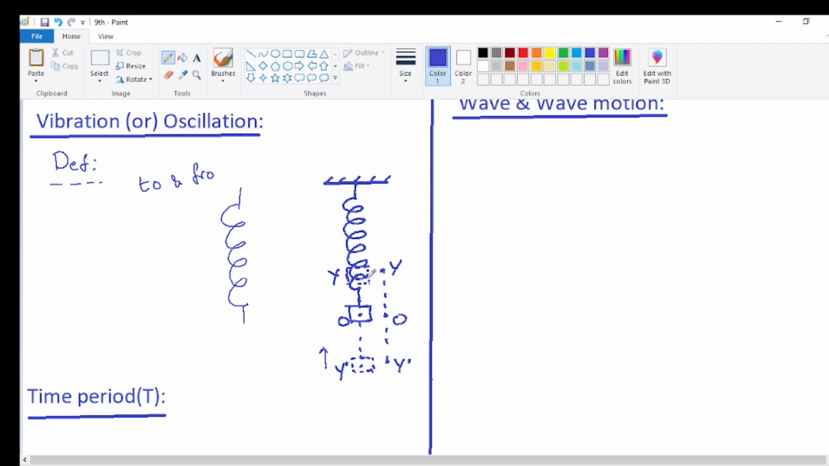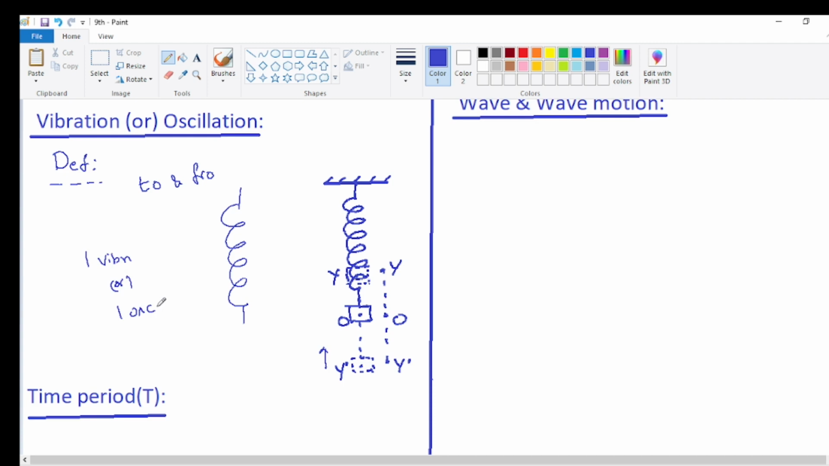Now consider this vibratory motion. Now the exact meaning of vibration or oscillation. What is the meaning of one vibration or one oscillation? It can be understood like this. What is one vibration? One complete to and fro motion is called one oscillation. So it's simply called one vibration or simply one oscillation.